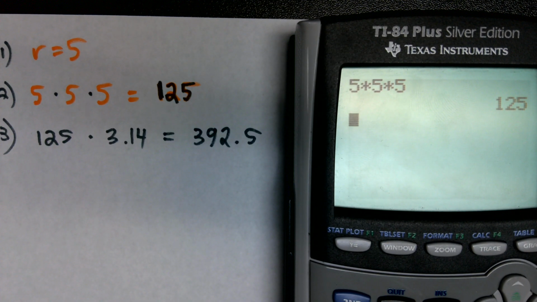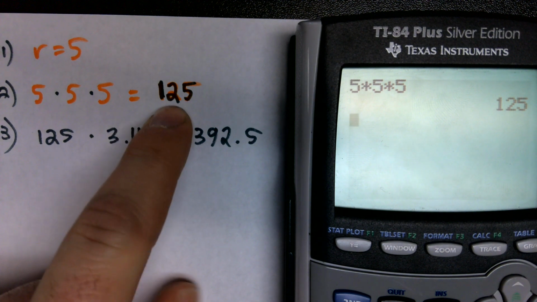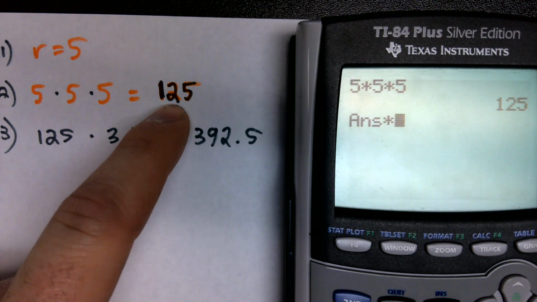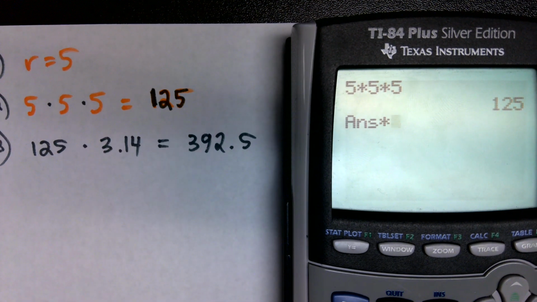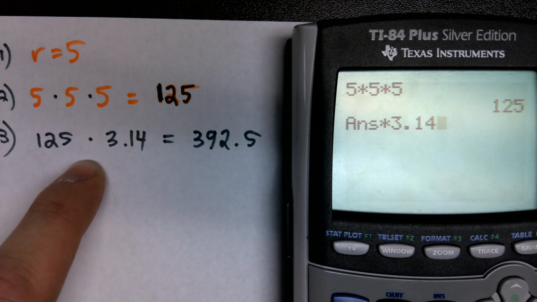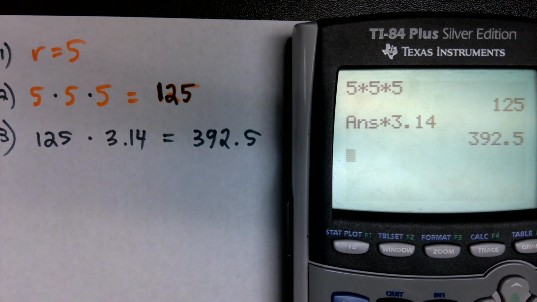Awesome. Oh yeah, you can see the calculator great with this slide. So 5 times 5 times 5, we get 125. We take that 125 and we multiply it. I don't even need to retype 125. I just hit multiply. It takes my previous answer. And I multiply it by 3.14. That gives us 392.5.